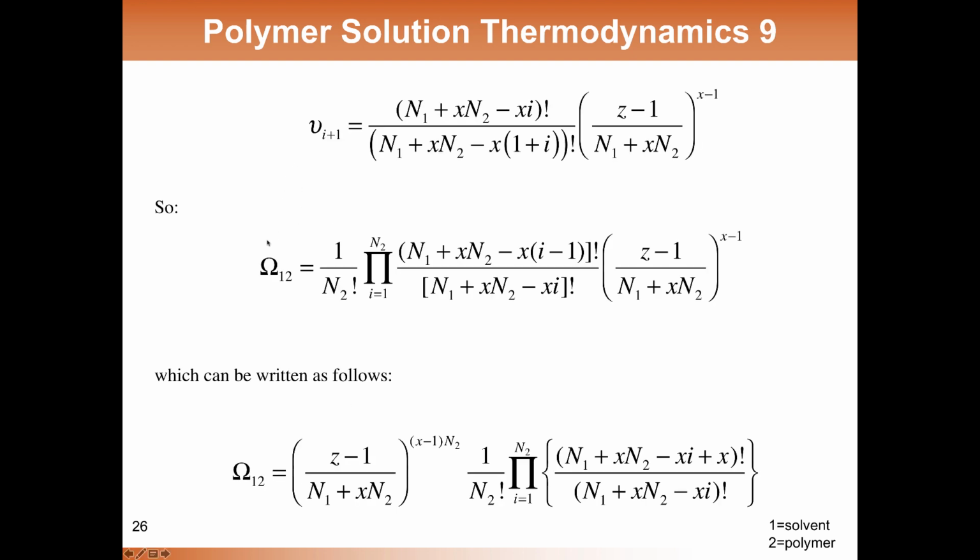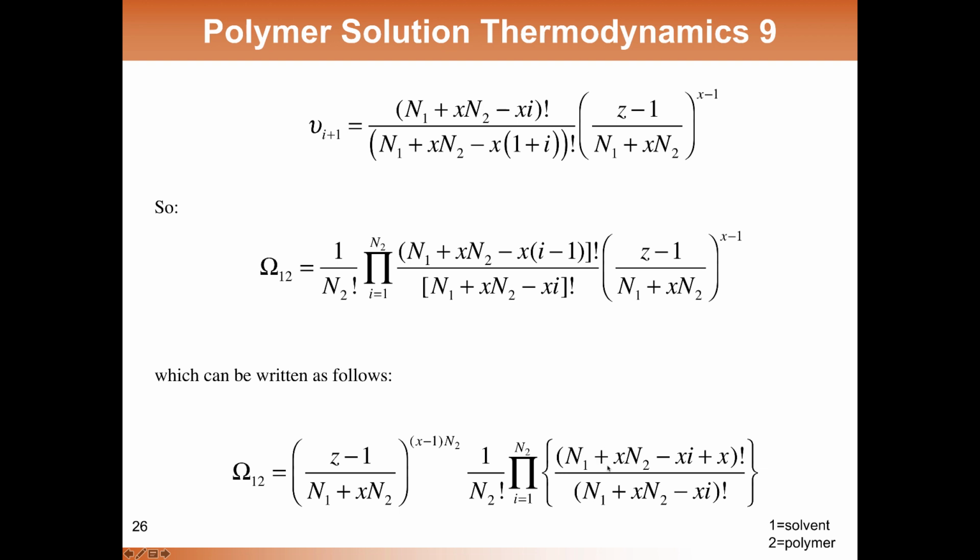With this, we then come to calculating the number of distinguishable ways of arranging all of the polymer molecules on the lattice. And so it's just 1 over N2 factorial times the product of nu sub i+1 over all of the polymer molecules. So the number of distinguishable ways of arranging all of the N2 polymer molecules on the lattice is just equal to the number of ways of arranging the first one times the number of ways of arranging the second one, given that the first one is already present, and so on and so forth.